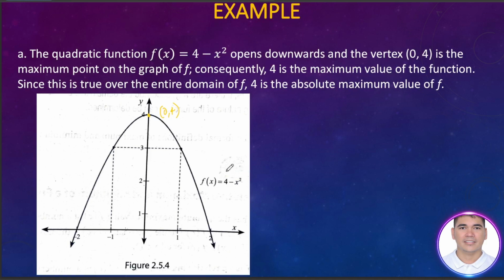So if you are going to substitute any number to this x in f of x equals 4 minus x squared, the biggest number that will result is only 4. That's why that is our absolute maximum value of f. So we have the word maximum, so it's unique compared to relative. There are many extrema, but for absolute maximum, we have only one, which is 4. The value of 4 is the absolute maximum value.